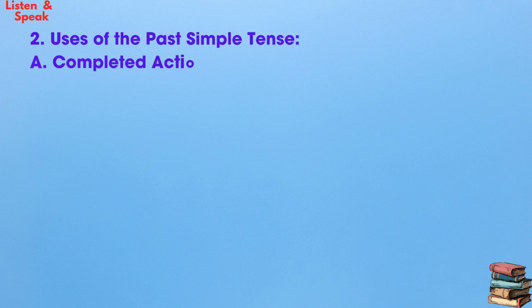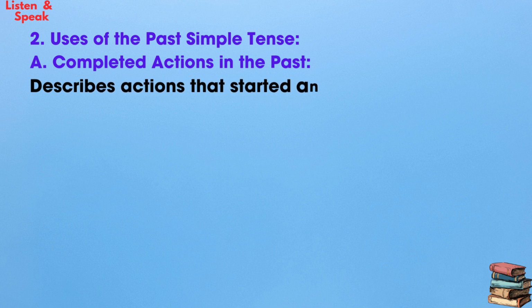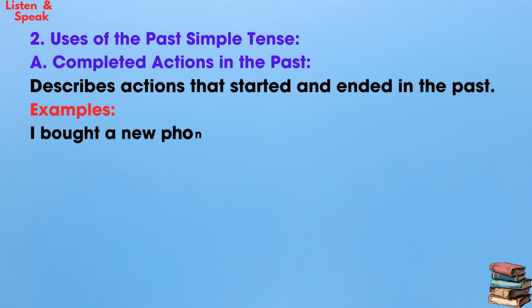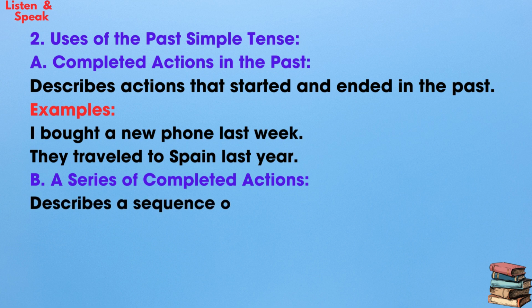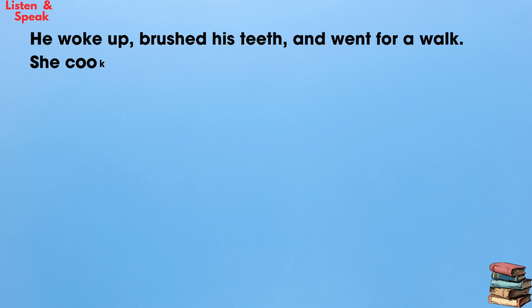A. Completed actions in the past. Describes actions that started and ended in the past. Examples: I bought a new phone last week. They traveled to Spain last year. B. A series of completed actions. Describes a sequence of actions in the past. Examples: He woke up, brushed his teeth, and went for a walk. She cooked dinner and then watched a movie.